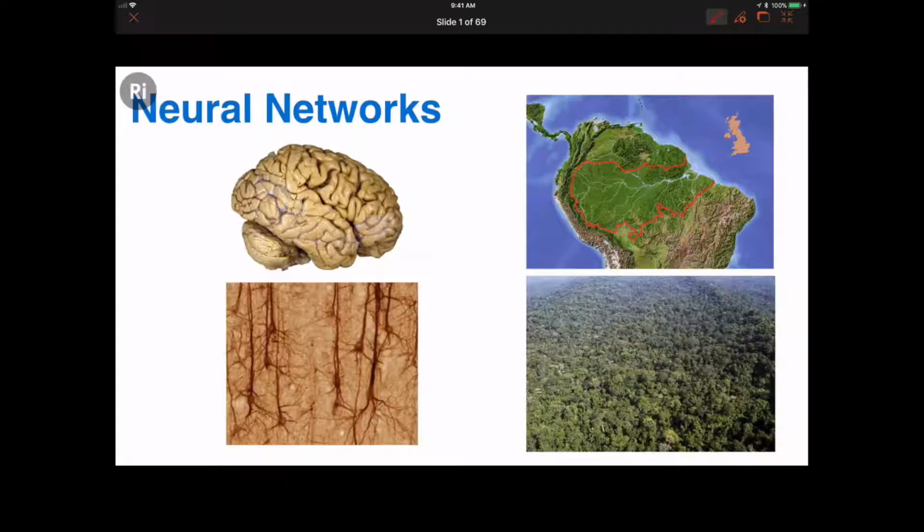And here in the first slide, you can see the big neural network that we all share, namely the human brain. If you count the neurons in the brain, you wind up with as many neurons as there are trees in the Amazon basin. And if you count the connections in the brain, you have as many connections as there are leaves on the trees in the Amazon. That gives you a sense of the scale of the computing power and the intricate structure of the brain.